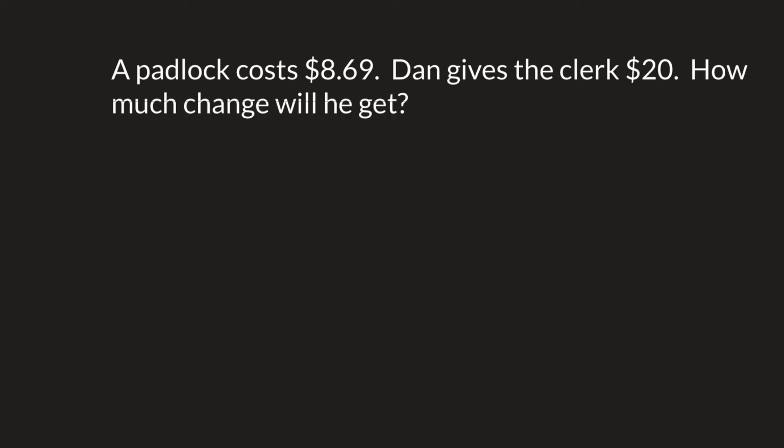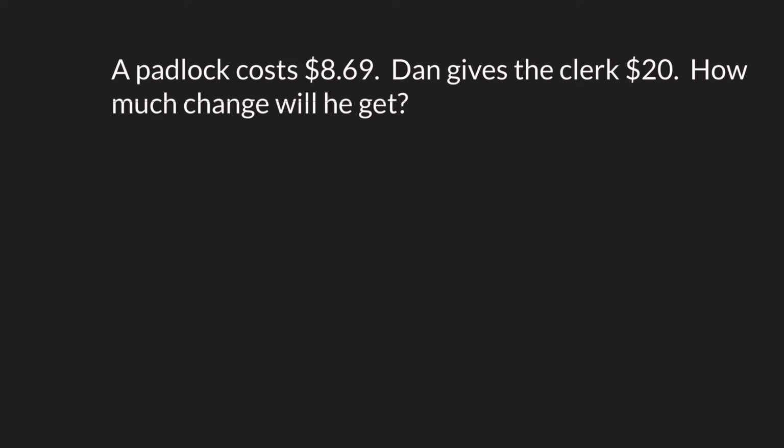So here we have a padlock costs $8.69. Dan gives the clerk $20. How much change will he get? Well, I know that this might trip one or two of you up, because you're looking at this number right here. You're looking at 20 and you see there's no decimal. But we know there's a decimal because we know that money is dollars and cents. Dollars are the whole numbers and cents are going to be the fractional parts or the decimals. Okay? And we know when we subtract, because it says how much change will he get, we're going to subtract.